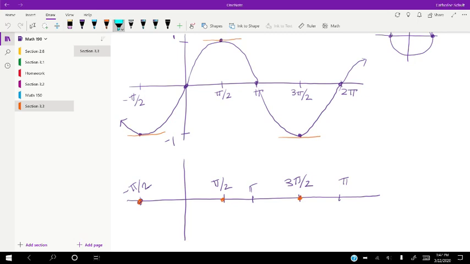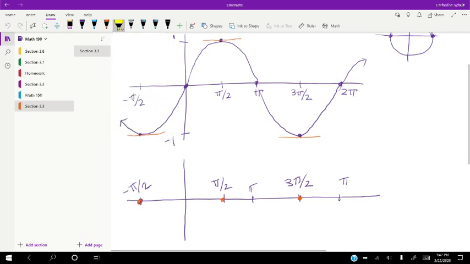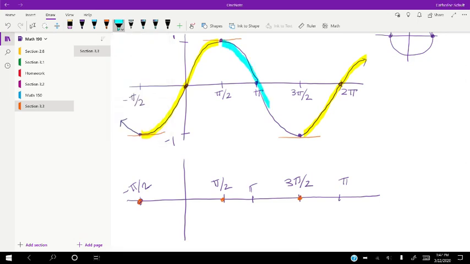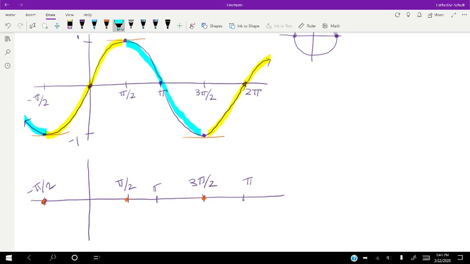We have periods of increasing. So between -pi over 2 and pi over 2, our sine function is increasing. All right, and then, of course, that repeats in a similar pattern. And then we have chunks of intervals where we're decreasing, okay?